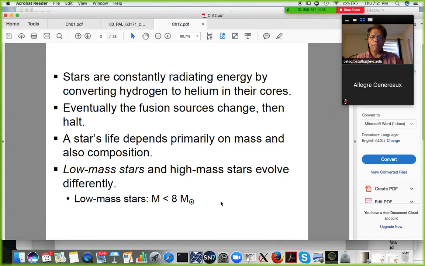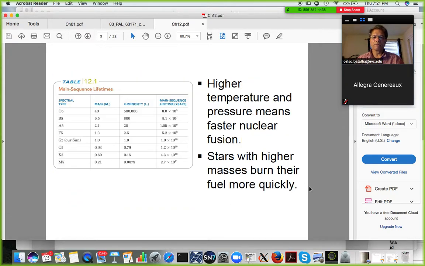So let me go through the PowerPoints quickly. Stars are constantly radiating energy by converting hydrogen to helium in their core. We saw that. The definition of a low mass star is less than 8 times the mass of our sun. We identify stars based on their surface temperature, and because of the spectral classification we studied in chapter 4, if I'm not mistaken, stars can be classified as O, B, A, F, G, K, M, and there is a mnemonic sequence you can try to memorize.